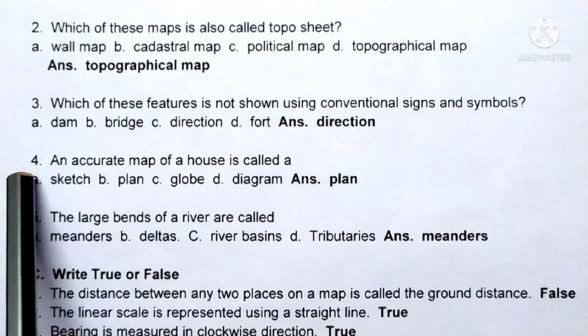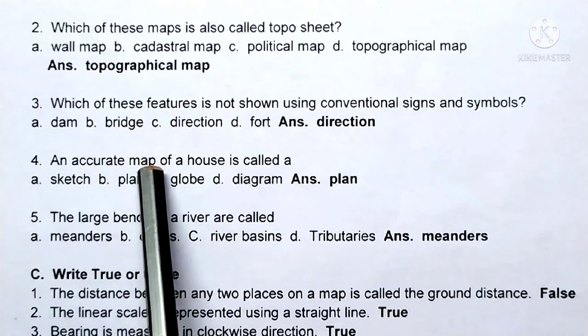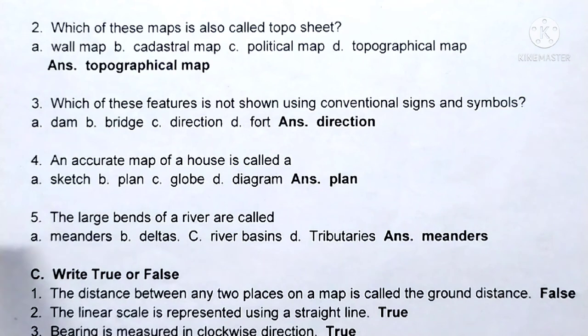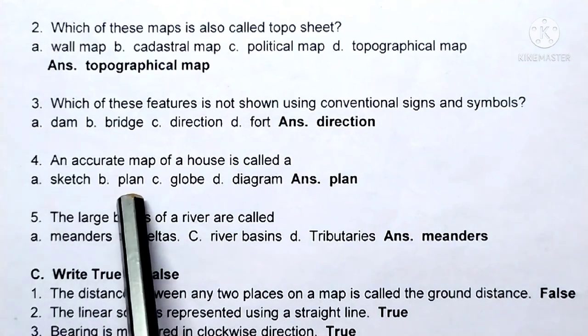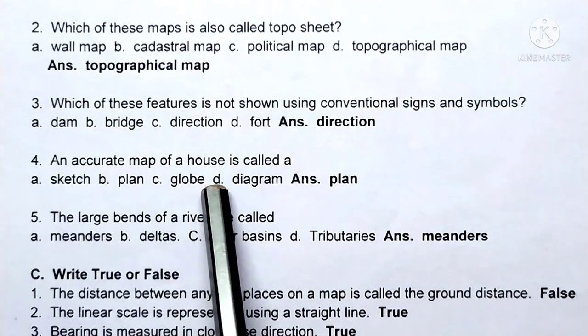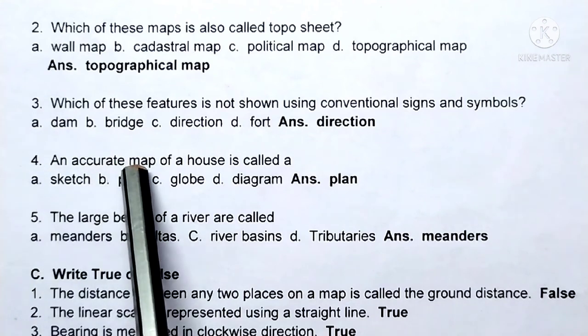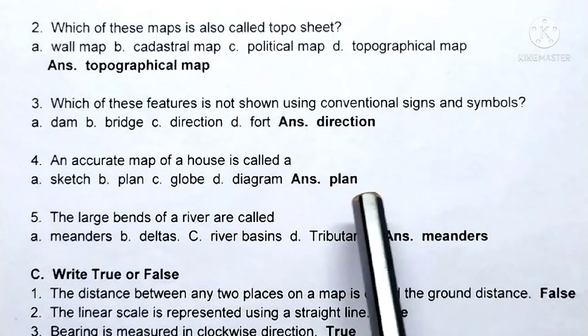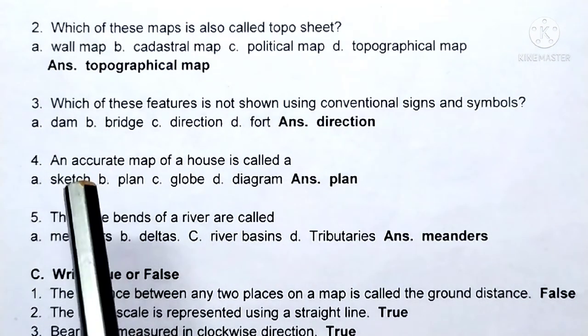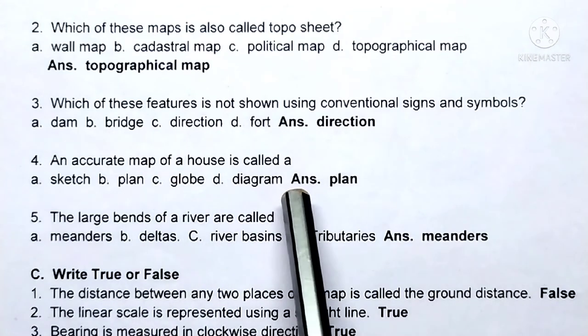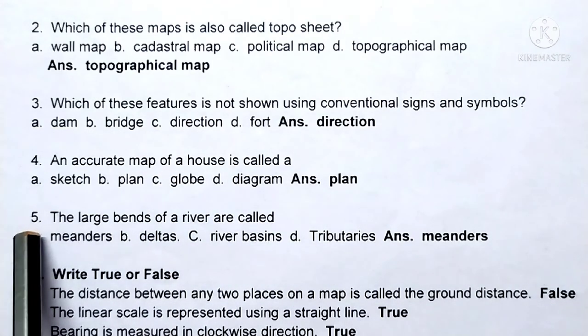Question number 4. An accurate map of a house is called a dash. A. Sketch. B. Plan. C. Globe. D. Diagram. An accurate map of a house is called a plan. So a house is made or constructed by using a plan. So answer is plan.